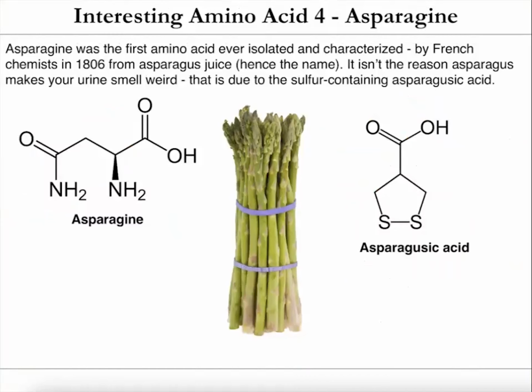So the next amino acid I'd like to mention is asparagine. It's shown right here, and its side chain looks like this. It has that amide group where it's a C double bonded to an oxygen and single bonded to a nitrogen. This was actually the first amino acid that was ever isolated and characterized. It was done by French chemists in 1806, and it was isolated from asparagus juice. So there's a lot of asparagine in asparagus juice, and that's how it got its name.